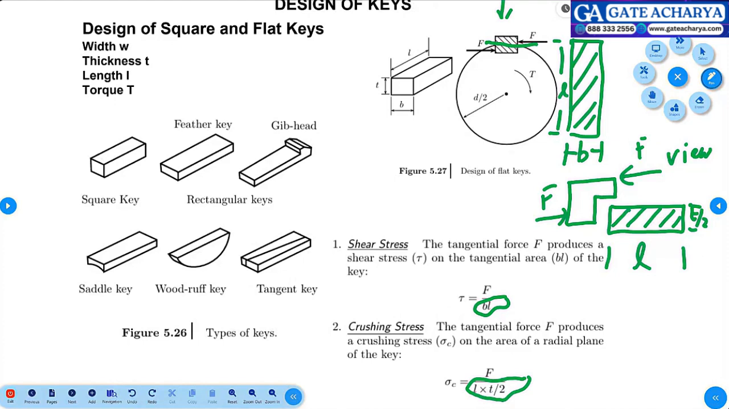Only a tearing effect means you have to use tau. Take a paper and tear it, it is shear. Very simple. Take a chalk piece and break it, shear. Assume one pillar is there. Put a belt and keep tightening and tightening as much as possible. There will be nothing but compression, nothing but your crushing stress.